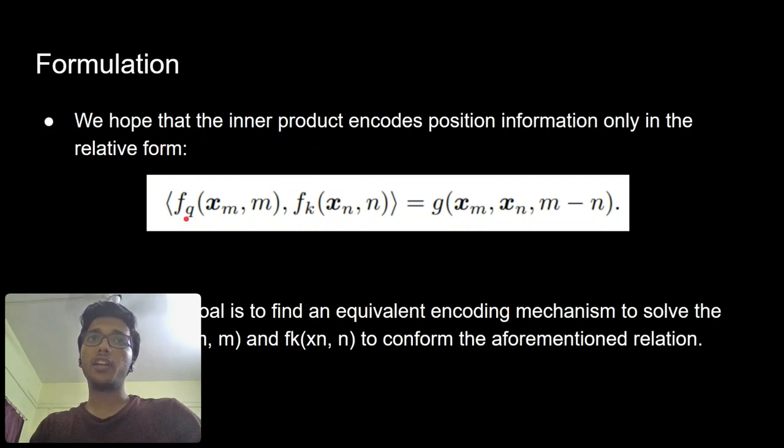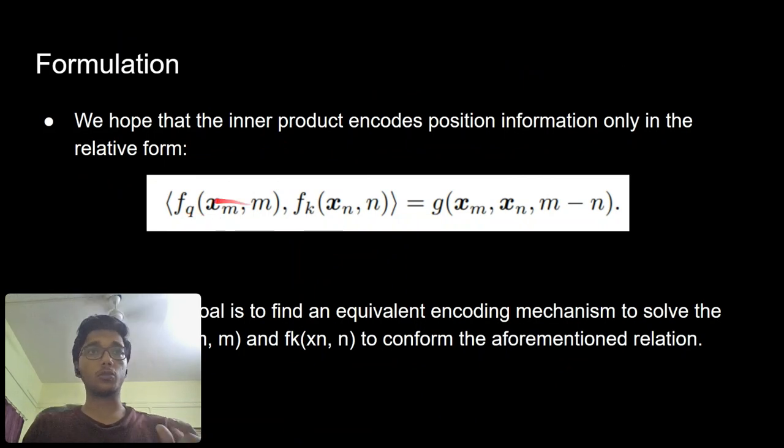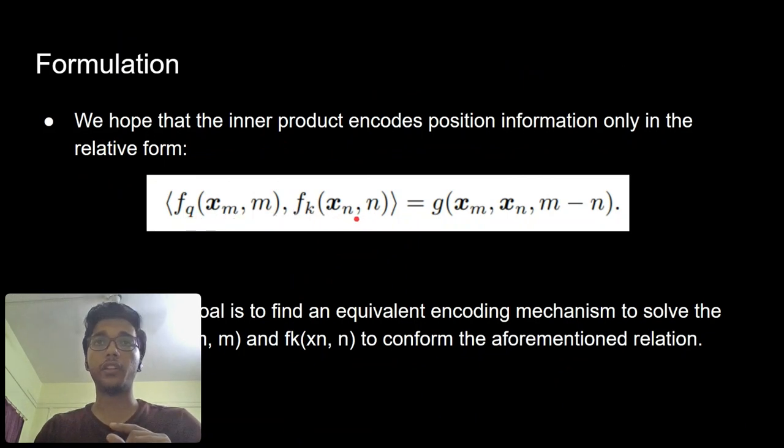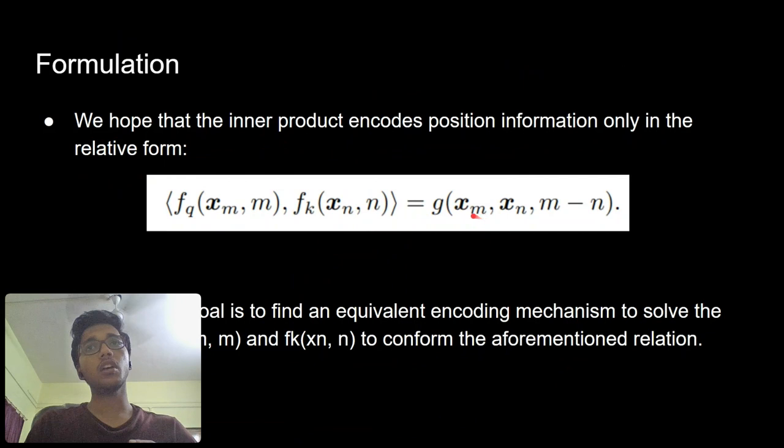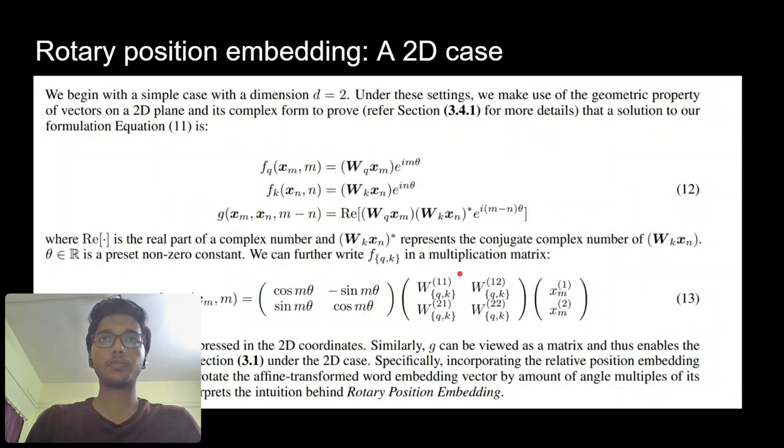That is, if we take two values, suppose there is a value at position m and a value at position n, then we actually get a value which is a function of these two and the relative position difference between them. So the ultimate goal is to find an equivalent encoding mechanism to solve the functions to confirm the aforementioned relationship.